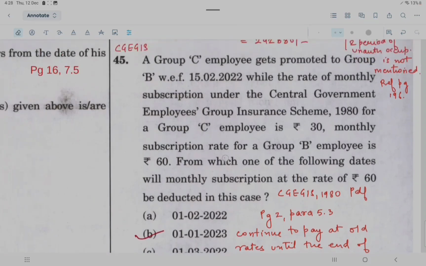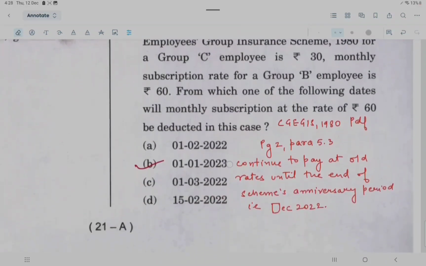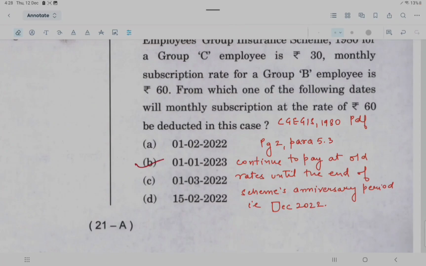तो February 2022 से लेके December 2022 तक 30 रुपीज़ ही कटेंगे. And from 1 January 2023, reduction will be at the new rates. So option B is the right answer.